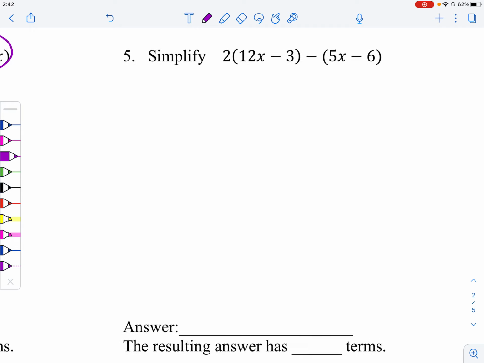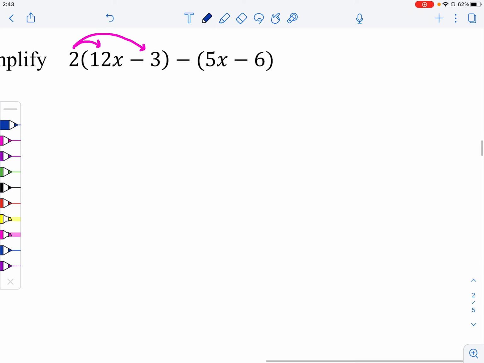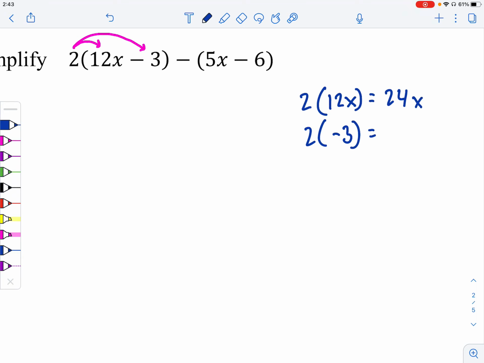Yeah, number 5. So this one, again, we got 2 we have to distribute, right? We have 2 times 12x and 2 times negative 3. Let's write that over here. So 2 parentheses 12x and 2 parentheses negative 3. When we distribute the 2, it'll be 2 times 12 is 24 with the x. 2 times negative 3 is negative 6. Right there. So this first part is 24x minus 6.